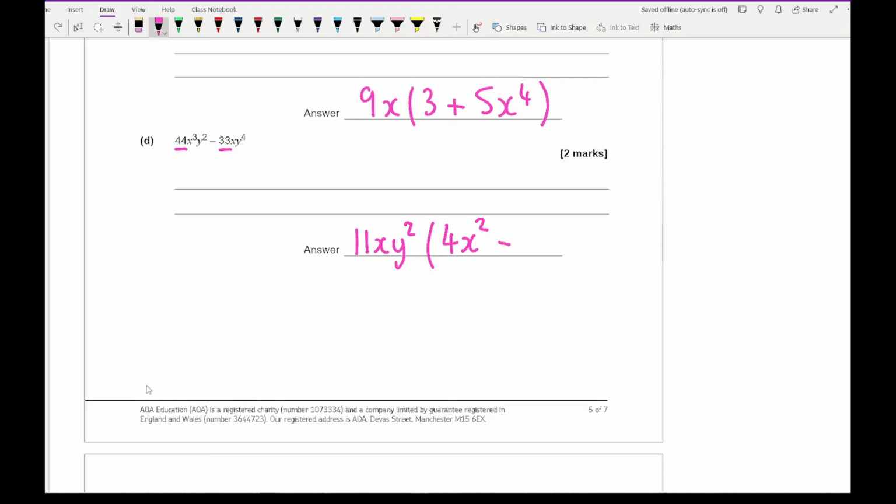Then 11 times 3 gives me 33. I've got 1x and I want 1x, that's fine. But I've got 2 y's and I want 4 y's. So I need another 2. And there is my final answer.